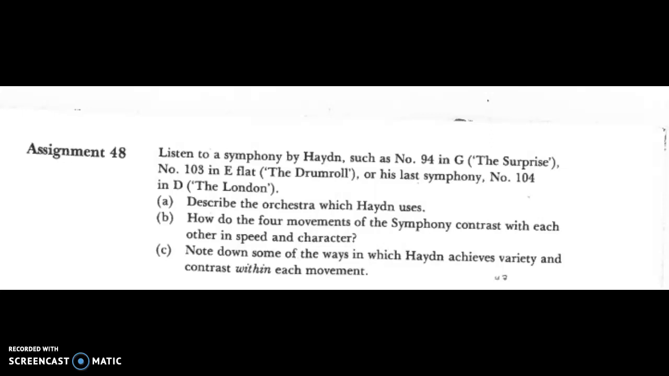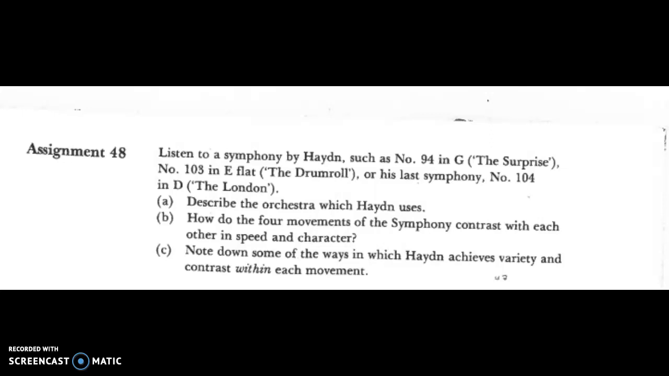So go through last week, where I concentrated on the orchestra, and you will see all the different instruments that they had in an orchestra at that time, and figure out what he uses in the orchestra that you are going to describe. And how do the four movements of the symphony contrast with each other in speed and character? So if you listen to his symphony, just listen to the first part of every movement so that you can tell me more about the speed and the character of the different movements.